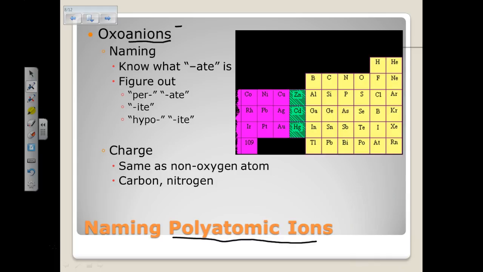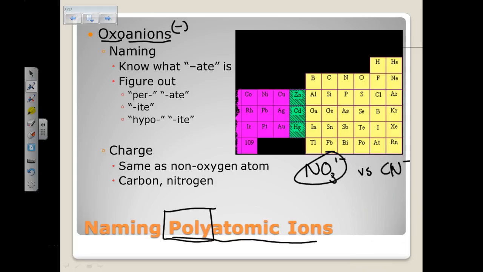Okay, we can break this down. A negatively charged group, or negatively charged ion. And this is an oxo coming from oxygen. And we know that there are polyatomic ions. So if we compared NO3 1- versus something like CN-, they're both anions, but which one's going to be the oxoanion? This guy, the one with oxygen in it. This one is not an oxoanion.